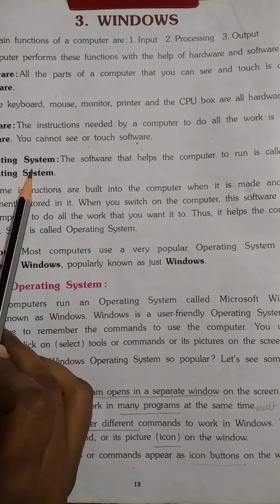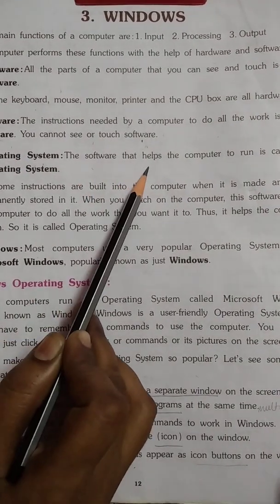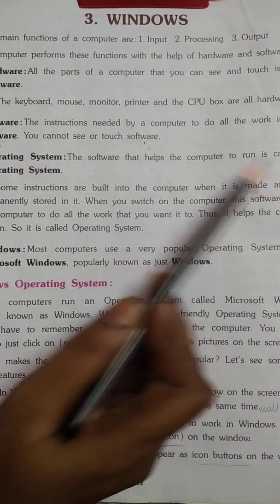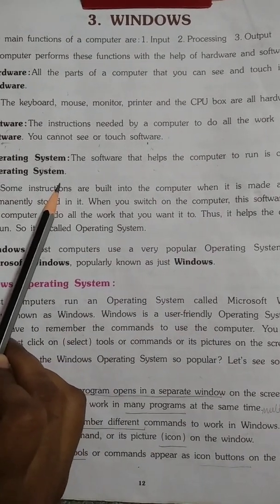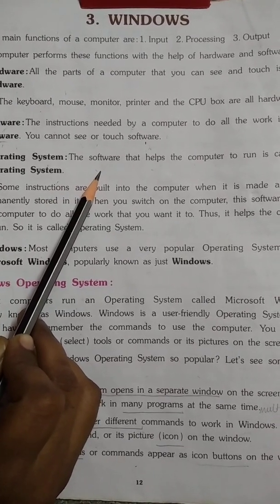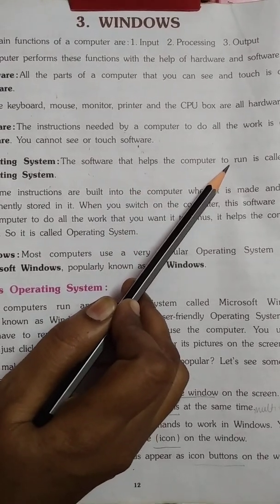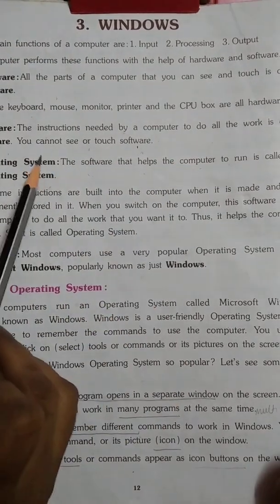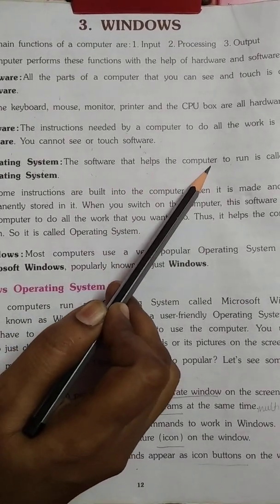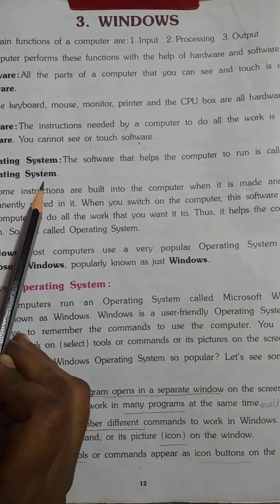Now what is the operating system? The software that helps the computer to run is called the operating system. How does a computer run? With the help of software. The software that helps the computer to run is called an operating system.